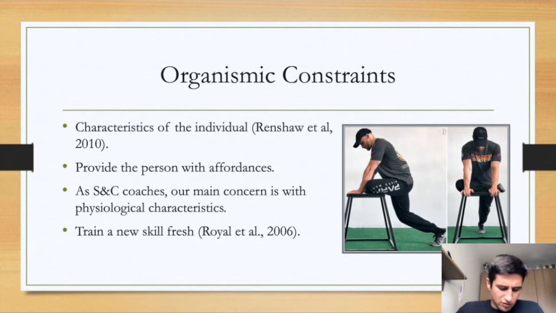Given our role as strength and conditioning coaches, we cannot change the anthropometrics of the athlete in front of us. However, we can work on certain physical characteristics such as mobility and strength imbalances. It is also very important to note that we can manipulate organismic constraints by training a new skill such as the single leg hip hinge at the beginning of the training session. This is very important so that the central nervous system and the muscular and neuromuscular systems are fresh and not fatigued, therefore a better learning curve will occur.